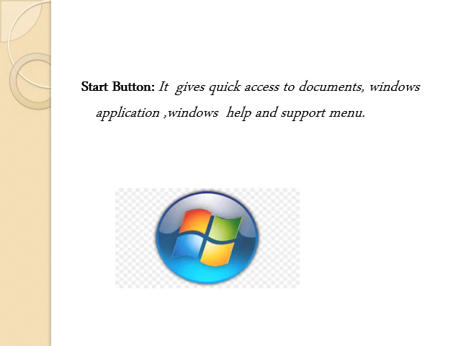When we click on the start button, it gives us quick access to the documents, Windows applications, and Windows help and support menu. When we click on the start button, a menu displaying the major options appears. This menu is known as the start menu. The options present in the start menu provide access to the main programs of the computer. So once you click on the start button, you will get access to the main programs of the computer.